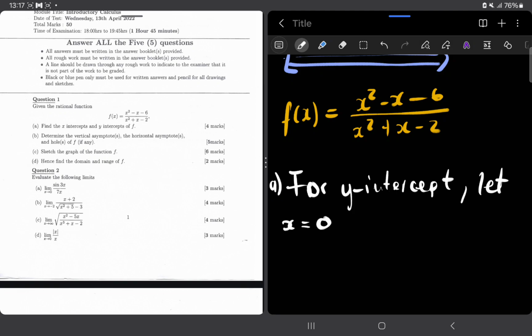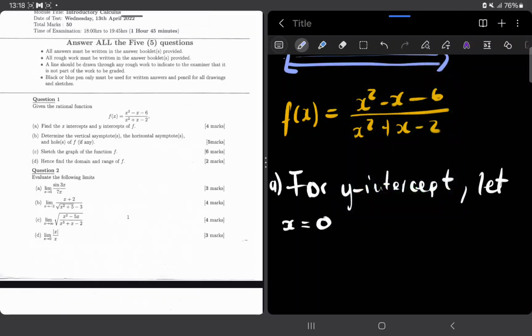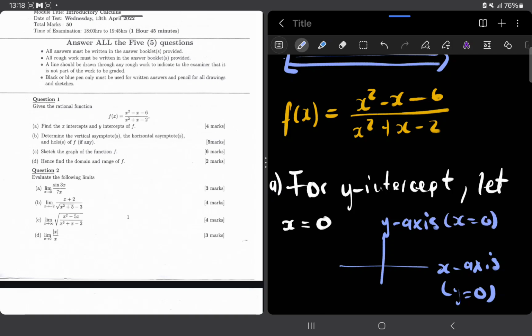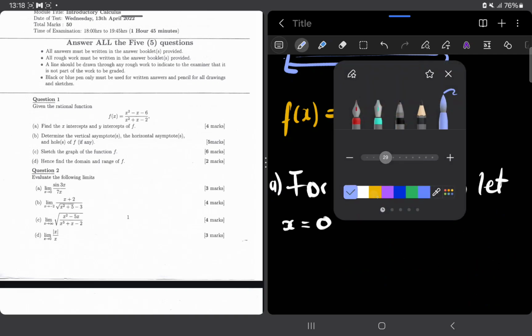So here, when we want the x-intercept, we're saying, where does it cut the x-axis? You let y be 0, because when it cuts the x-axis, y will be 0. The x-axis is also called the line y equal to 0. When it cuts the y-axis, which is the y-intercept, x will be equal to 0. So for the y-intercept, you let x be 0.